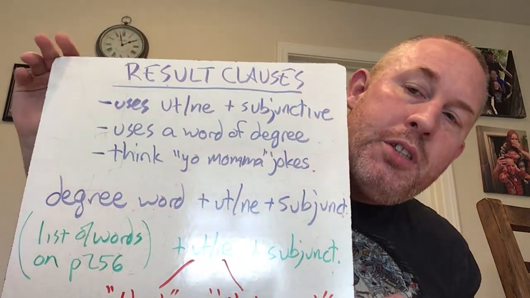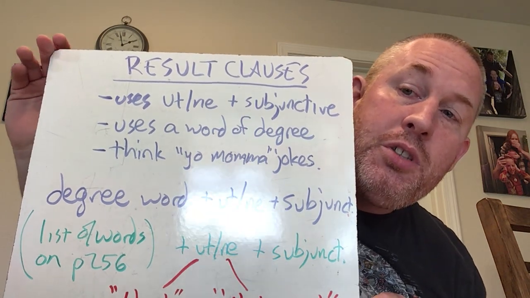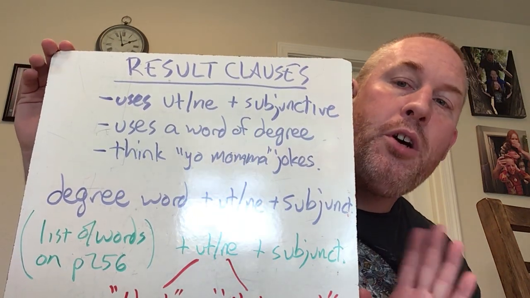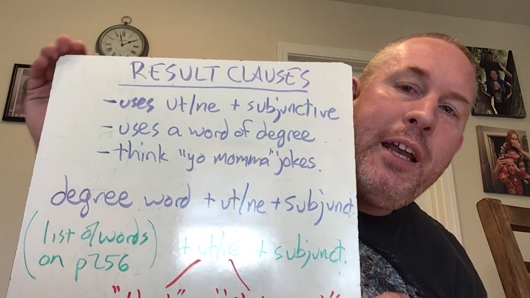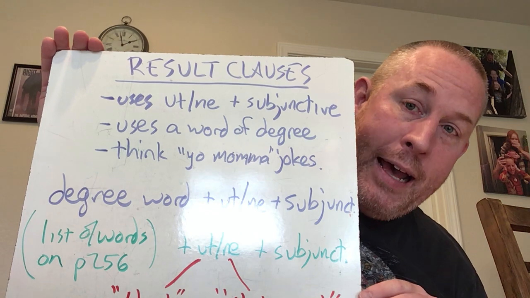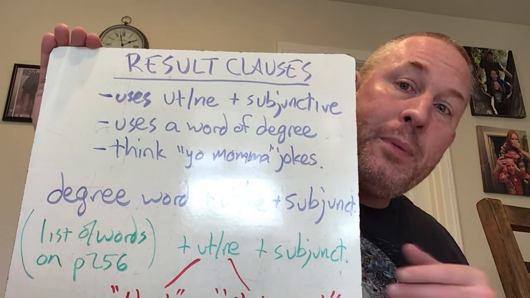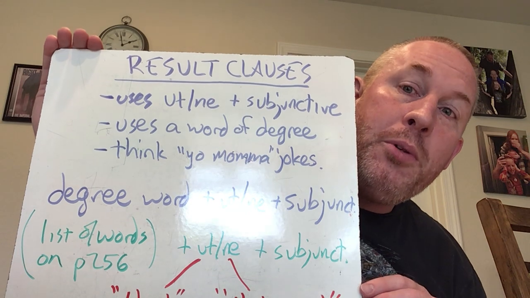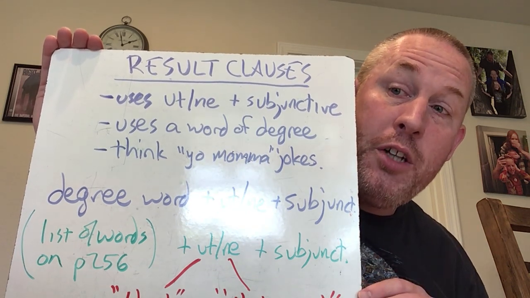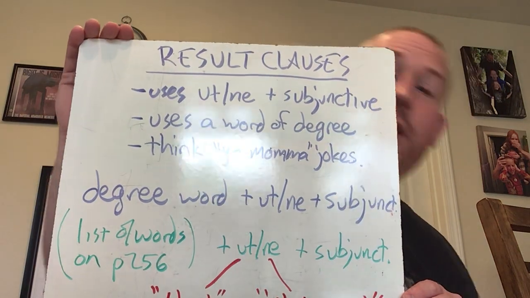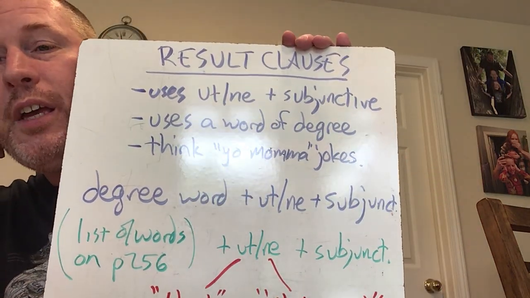Okay, and the way that it works is pretty simple. It's a standard formula, and I'll give it to you, and then I'll show you how to translate it, give you a few examples. So a result clause uses the ut or ne plus the subjunctive, and it also uses a degree word. I call them degree words. Think of any yo mama joke: yo mama's so fat that she, I don't know. Yo mama's so stupid that she, whatever. Those kinds of setups are essentially result clauses. So a degree word plus ut or ne plus the subjunctive is the formula.